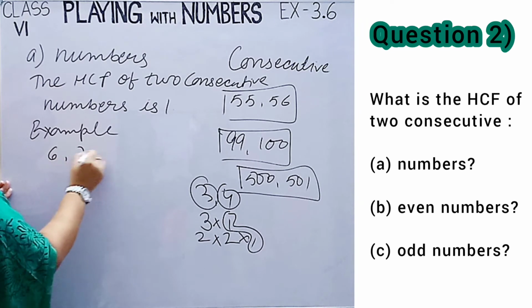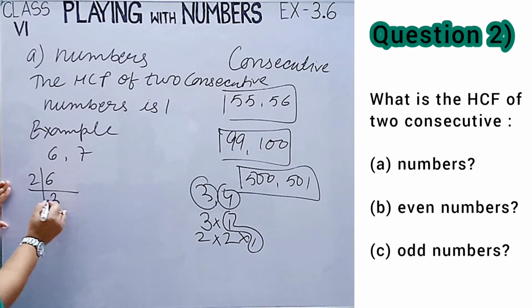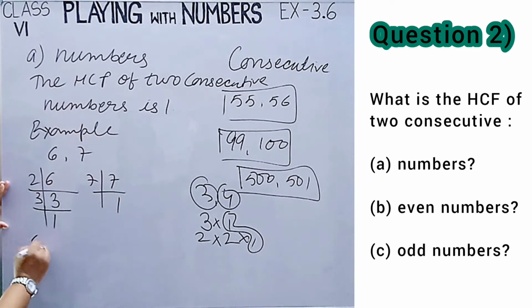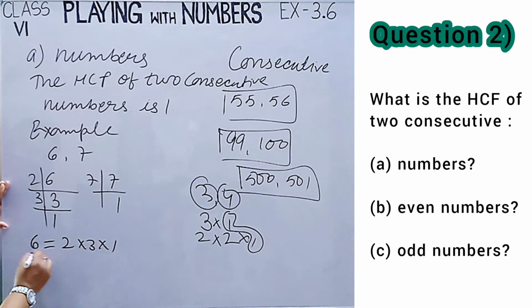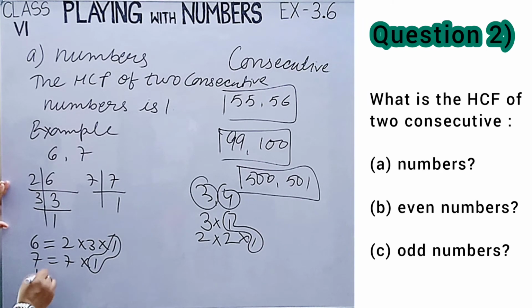For example, 6 and 7. Prime factorization of 6: 2 3s are 6, 3 1s are 3. Coming to 7, 7 1s are 7. 6 is equal to 2 into 3 into 1. 7 is equal to 7 into 1. So here only 1 is common. It means the HCF of any two consecutive numbers is always 1. Answer.